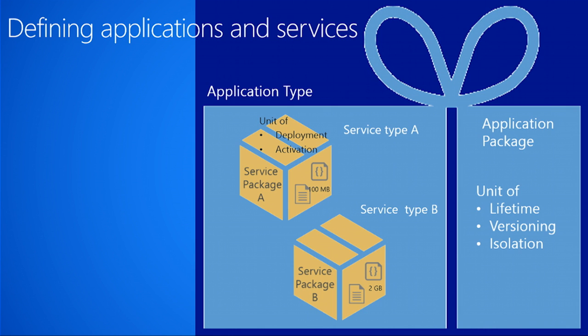So the keys to remember: one, the unit of deployment and activation happens to be the service package. The unit of lifetime, versioning and isolation is the application package. Each of these service types has a strongly typed name, and I'll give you examples of it in the next slide.